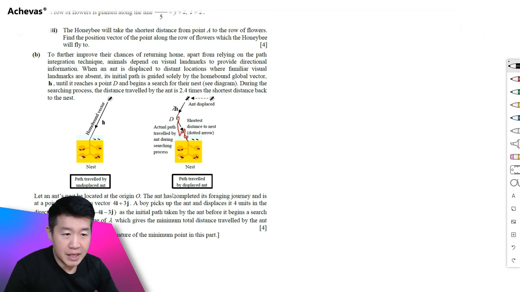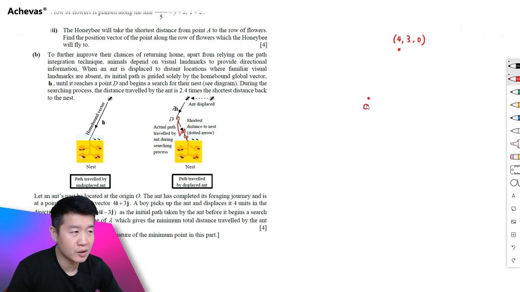For B, the ant is going to be at the position 4, 3, 0. Let me draw out the path. So according to the question, the ant is going to be at the point 4, 3, 0, which means that with respect to the origin, let's say the origin is here, the nest is here. That means the homebound vector should be this vector. According to the question, this homebound vector is h.